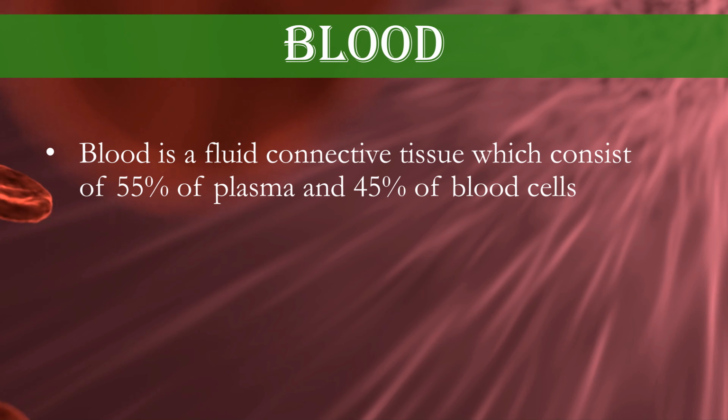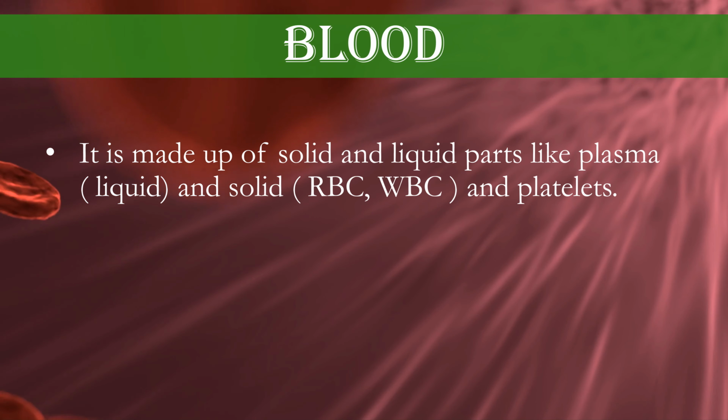Blood and its composition. Okay, blood. Blood is a fluid connective tissue which consists of 55% plasma and 45% blood cells. It is made up of solid and liquid parts: the liquid part is plasma, and the solid parts are WBC, RBC and platelets.